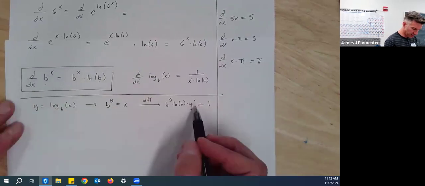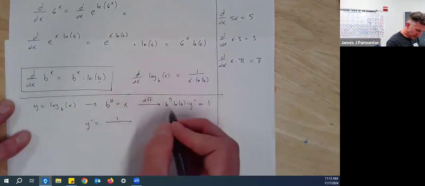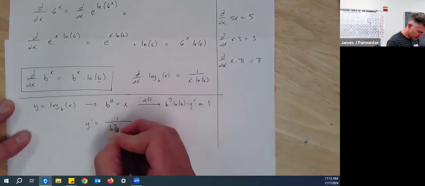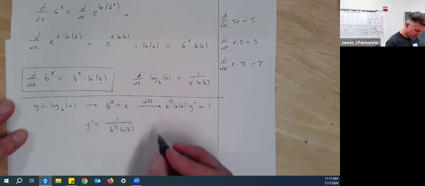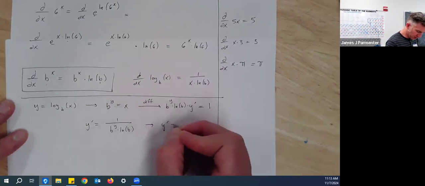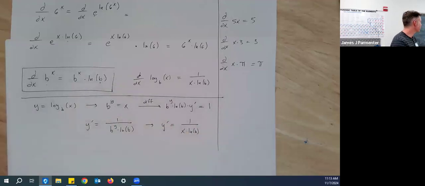And then we can solve for y prime. So y prime is going to equal 1 divided by b to the y times natural log of b. But b to the y is equal to x. So we really end up getting that y prime is equal to 1 over x times natural log of b. Cool. The way I remember this is that for exponential functions, we end up multiplying by the natural log of the base, and for logarithmic functions, we end up dividing by the natural log of the base. That's how it always works.